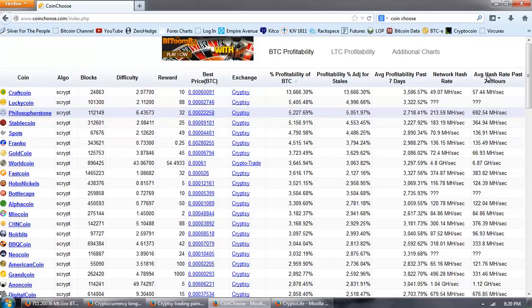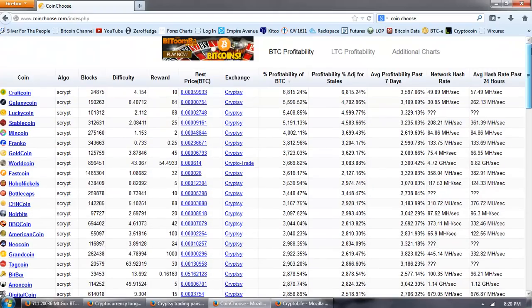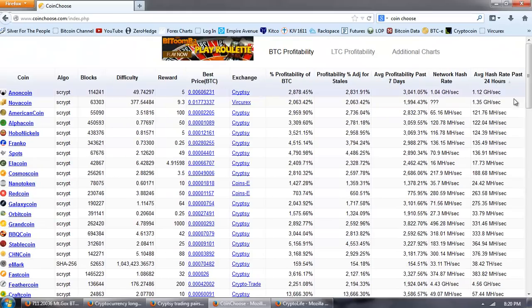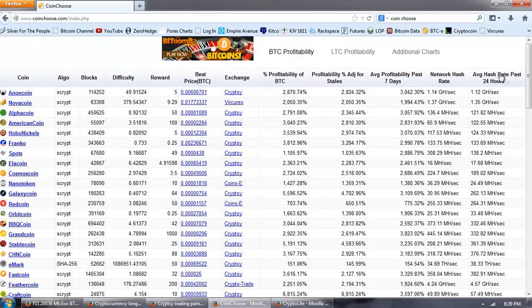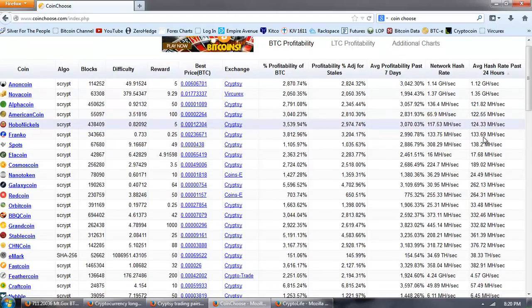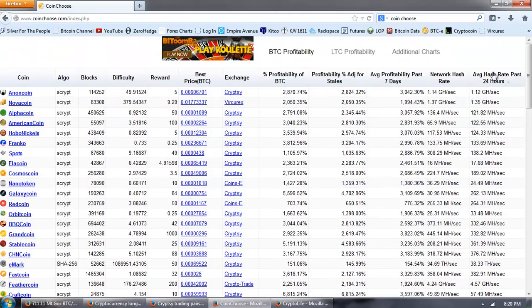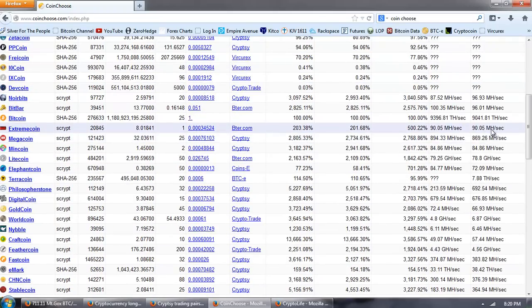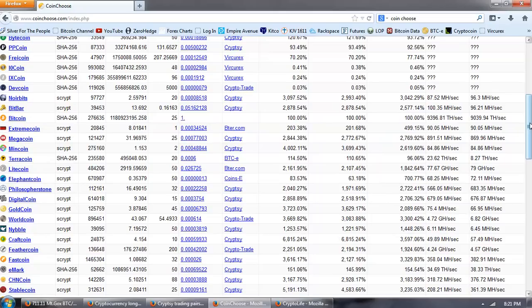Now, the average hash rate, and we've lost the ability to click here, but we'll keep going. The average hash rate on these is going to be a little bit tricky because you have mega hashes and giga hashes and tera hashes. Bitcoin's actually going to be in the tera hash category. So you can see right here, Bitcoin is at 9041 tera hashes.